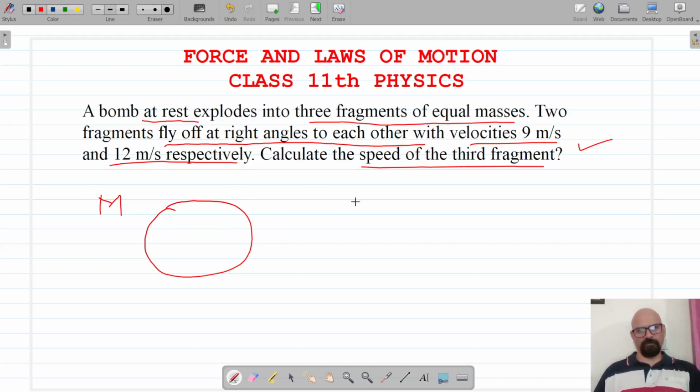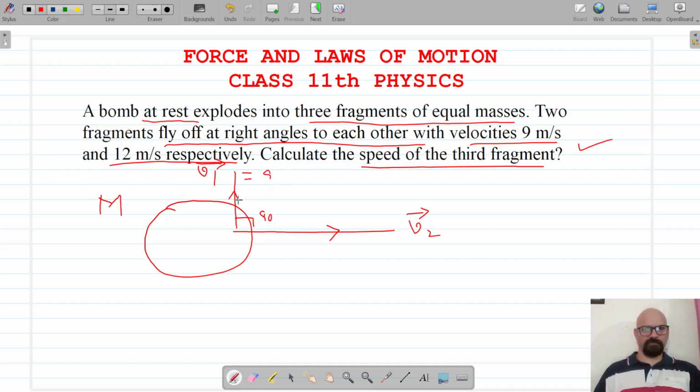Now, when it explodes into three fragments, let's say these are the three fragments, and the first two fragments fly off at 90 degrees to each other. So let's say their final velocities are v1 and v2, and one flies off in this direction and the other in this direction, and this is 90 degrees. So using the Cartesian plane, this is the velocity vector.